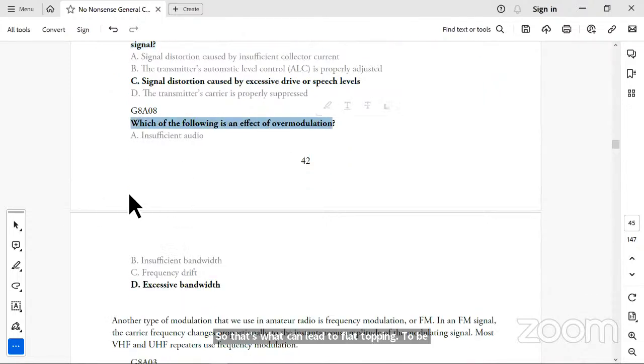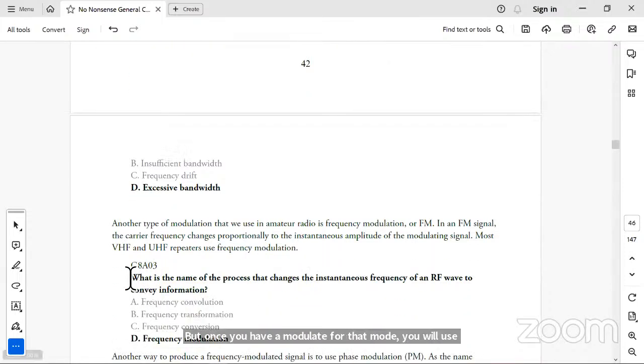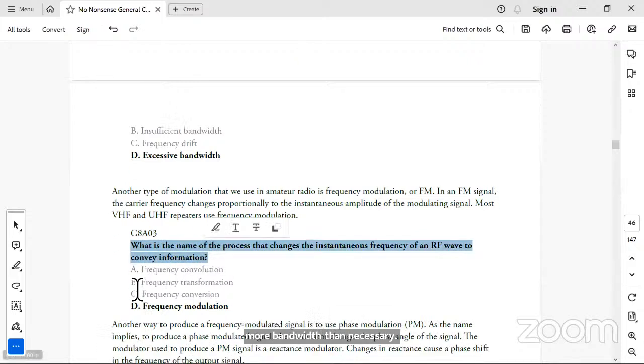All right. Which of the following is an effect of over modulation? So we did warn that if you overmodulate, you might deviate beyond what is normal for the mode. And depending on the frequency of operation, you might actually step out of bounds into another band that you are not licensed to use, right? So you could be operating illegally. But once you overmodulate for that mode, you will use more bandwidth than necessary. So the answer is excessive bandwidth. Stay in your lane.